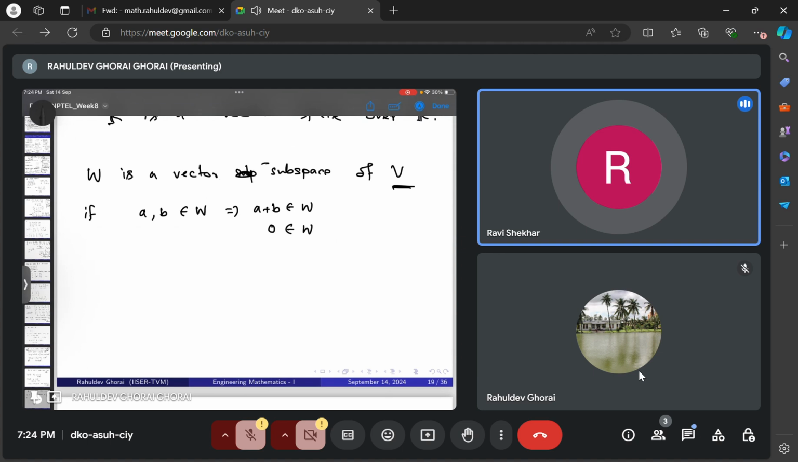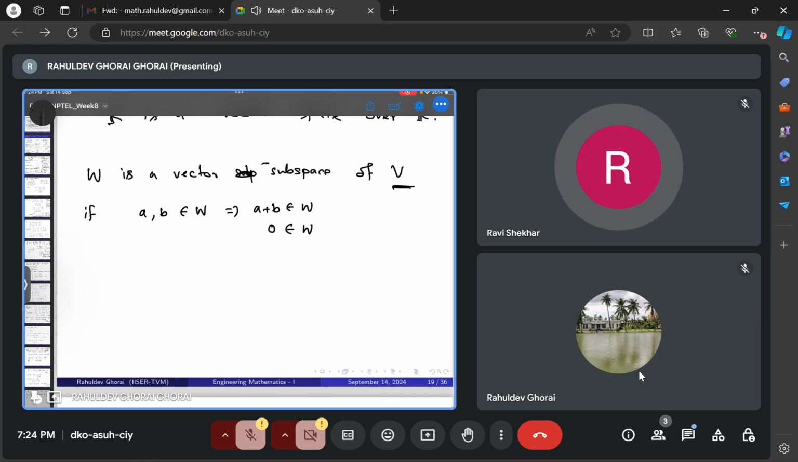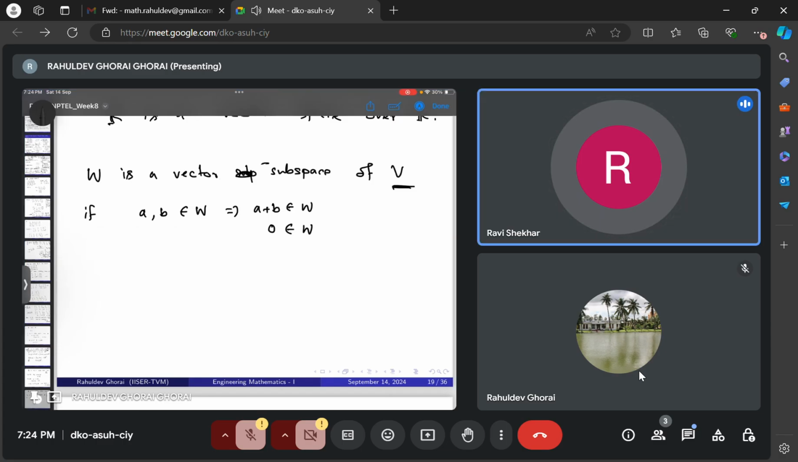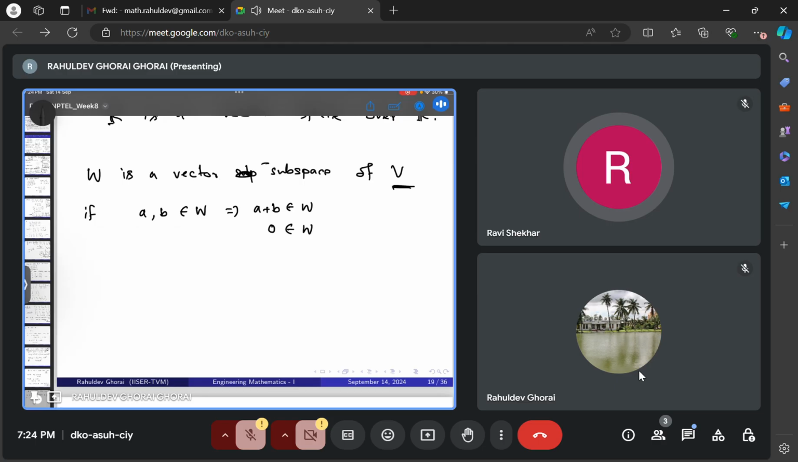Sir, you mean to say that all properties of a vector space would be satisfied by the vector subspace? Exactly. If it is a vector space, then it is a vector subspace of a bigger one. Let's say, if I take 0, right? This is a set, right?